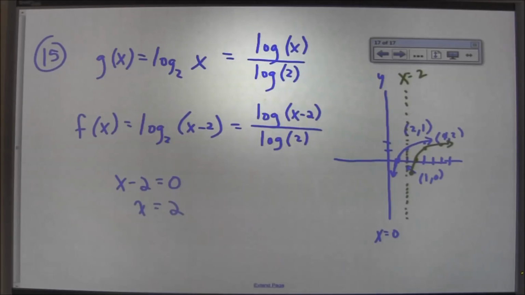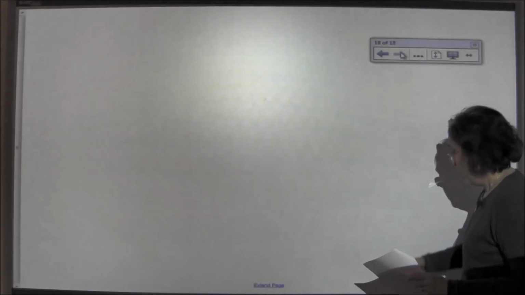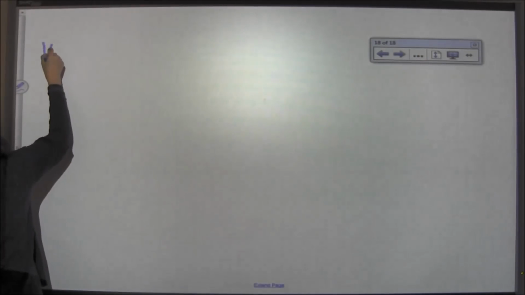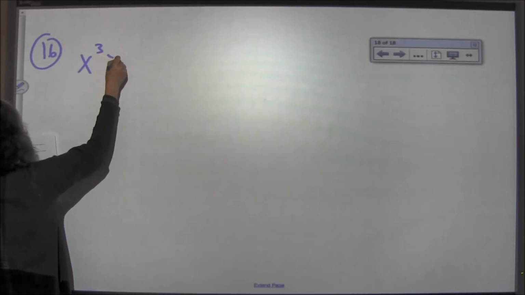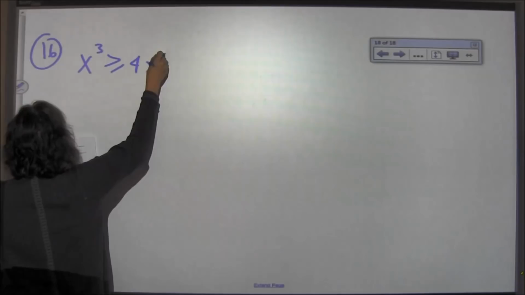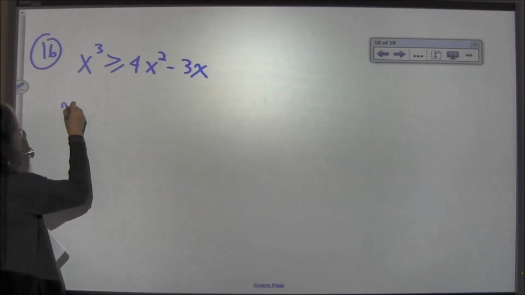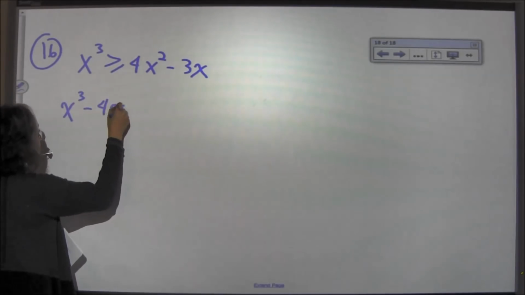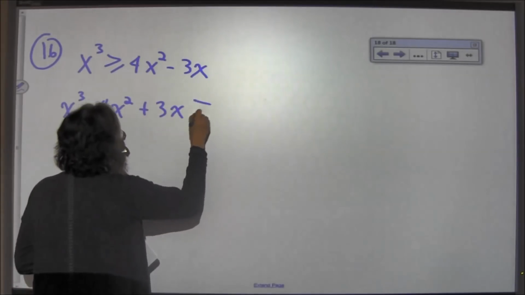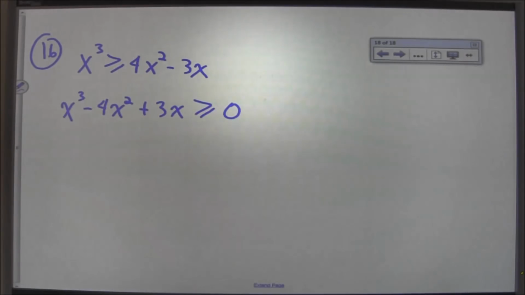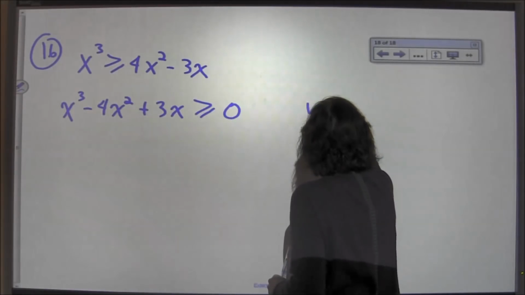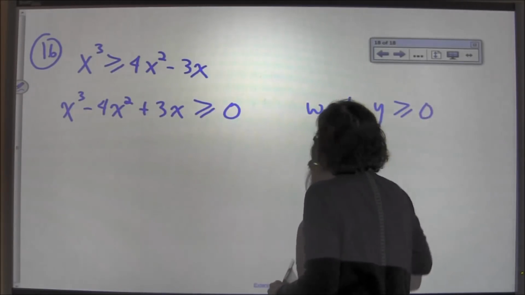Okay, inequalities. Oh my goodness. We have to be more careful with inequalities. x cubed is greater than or equal to 4x squared minus 3x. First of all, you have to have comparison to 0 for the polynomial inequalities. So I'm going to subtract 4x squared and add 3x. In comparison to 0, I am looking for positive y if this calculation is y. Okay? We want y is greater than or equal to 0.